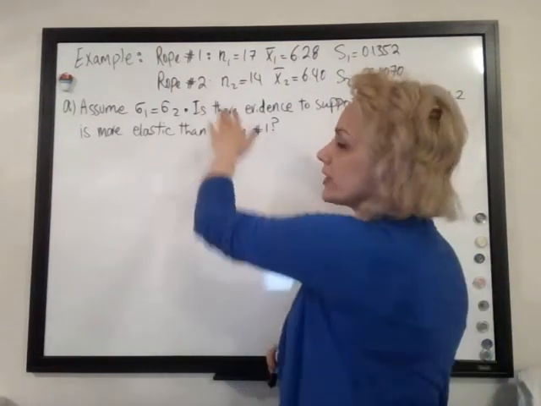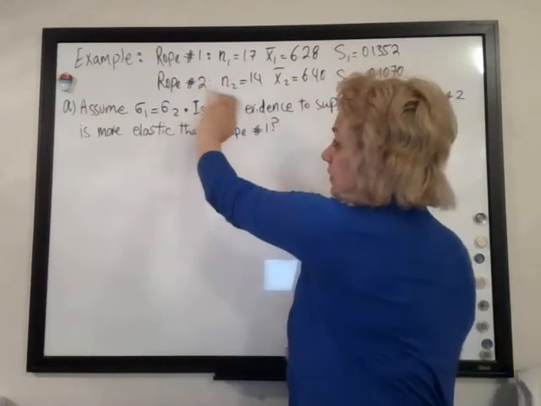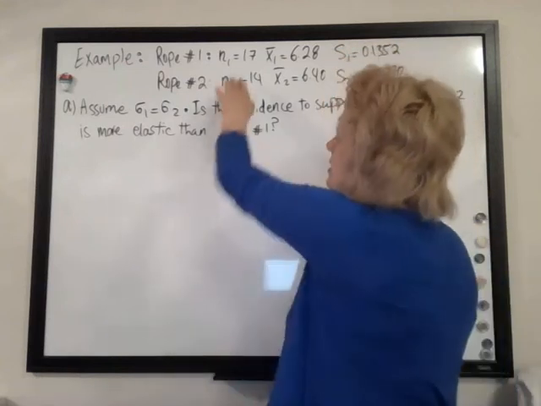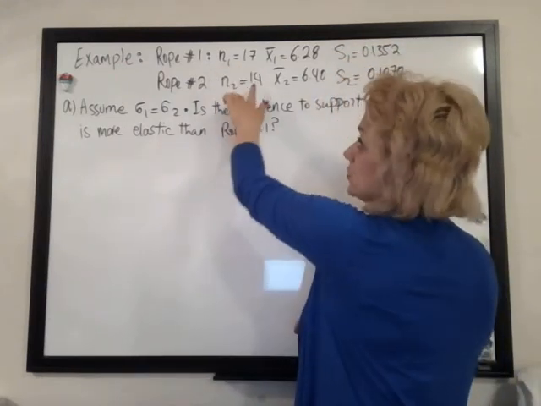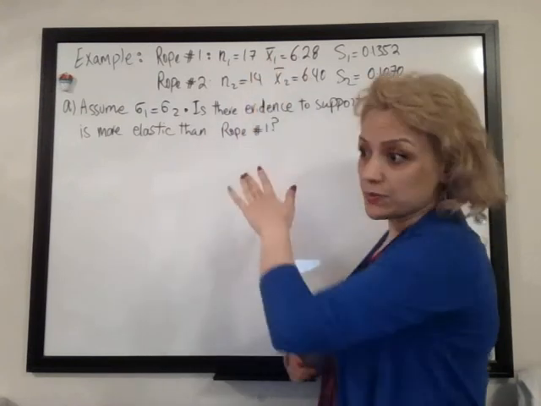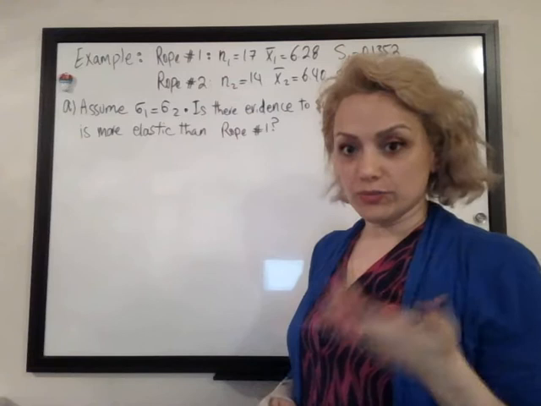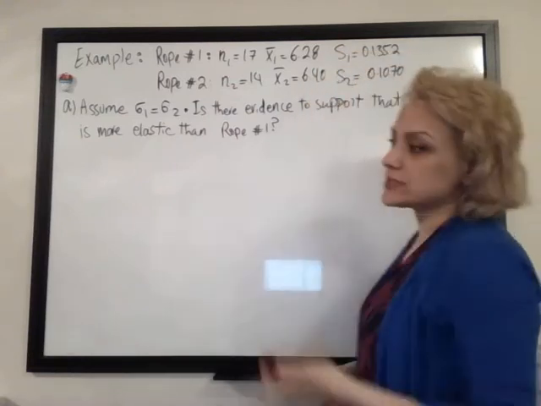When I say rope number 1, it's the rope of type number 1, and this is for type number 2. We're going to get two sets of samples. So n1 is 17, n2 is 14, and we're going to find X bar 1 and X bar 2, and then we have S1 and S2 from the data points.